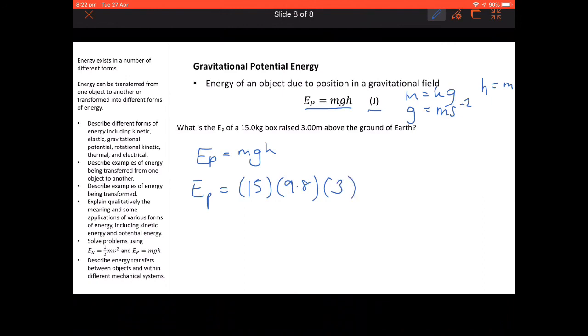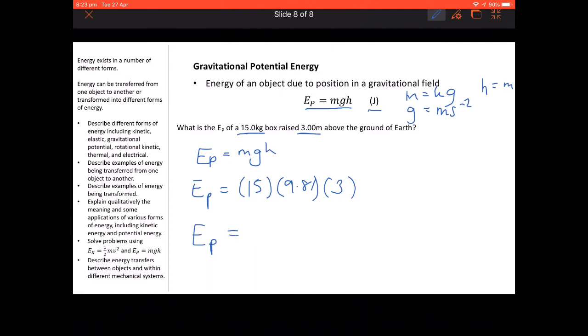I haven't been too particular with sig figs here, but this would be 3 sig figs. If you only use 9.8 for gravity, then your total sig figs in your answer would be 2 because this is only 2 sig figs. However, if you did 9.81, then you'd be able to use 3 sig figs in your answer.